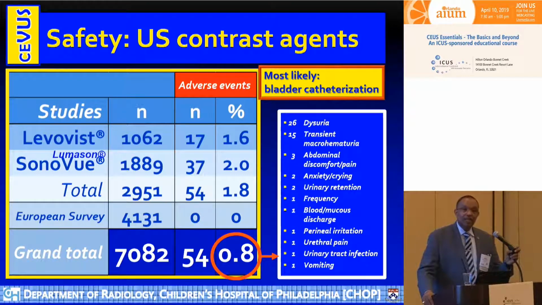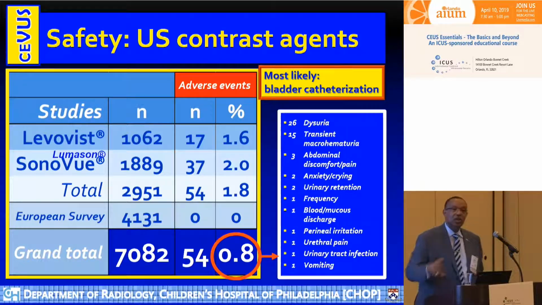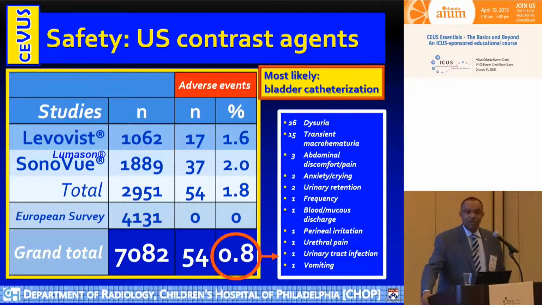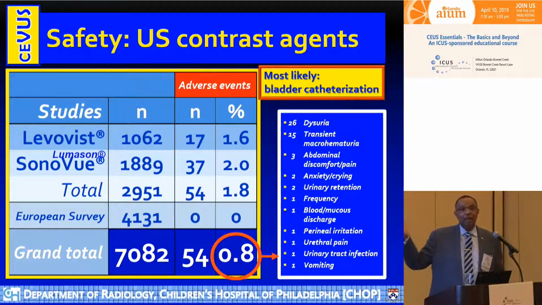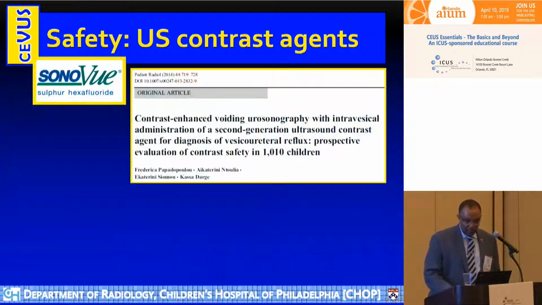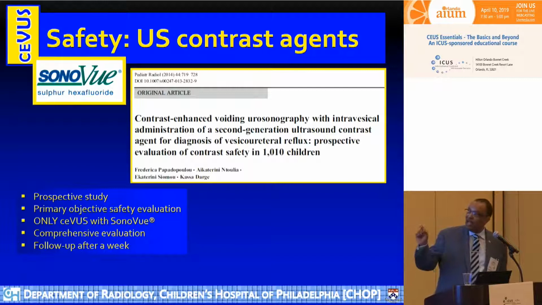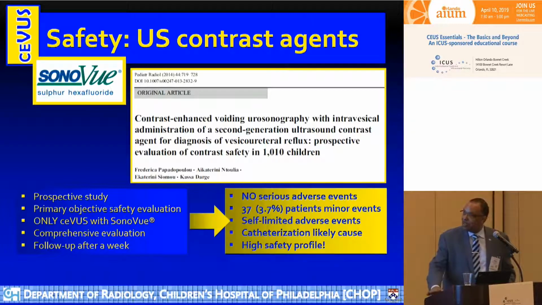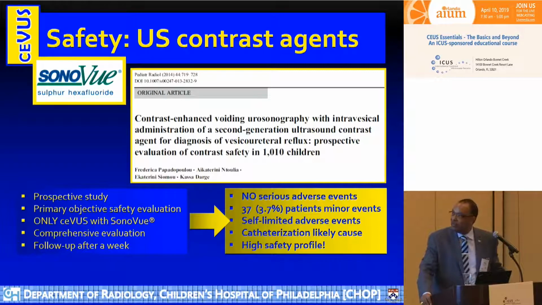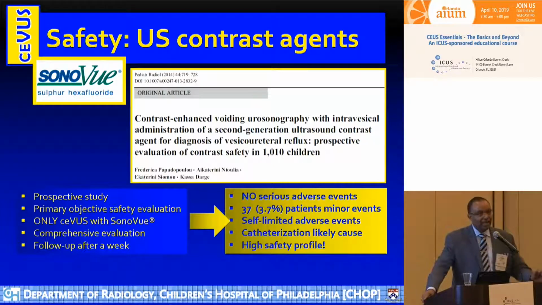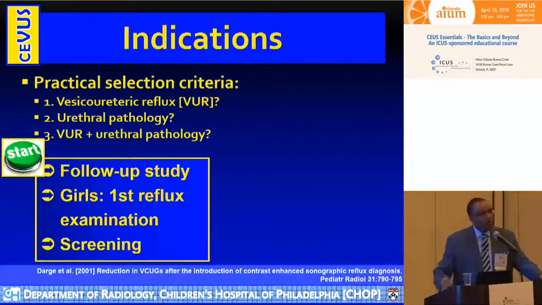There are also animal studies that have shown there is no mucosal disruption or uptake of the ultrasound contrast agent when you do low MI scanning of the bladder for reflux. This study with over 1,000 children evaluated in great detail the adverse events related to reflux examination, and there was a 3.7% adverse event rate, which were all self-limited, and catheterization was likely the cause, and that shows a high safety profile. So if you are going to start tomorrow with this, what are the indications?